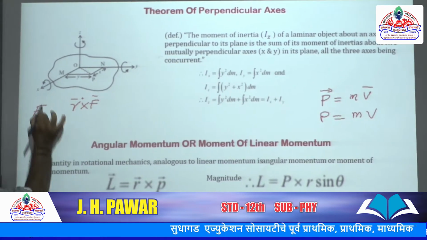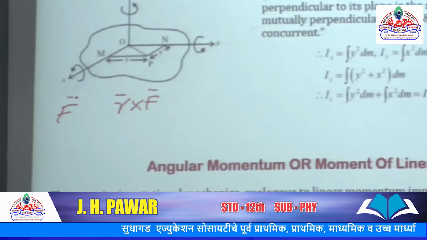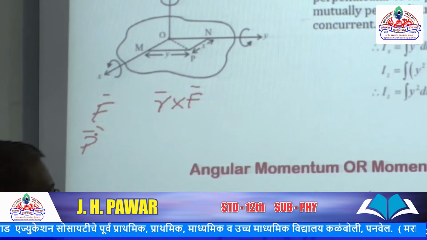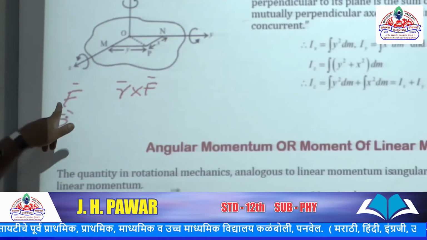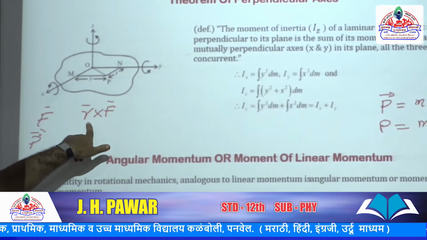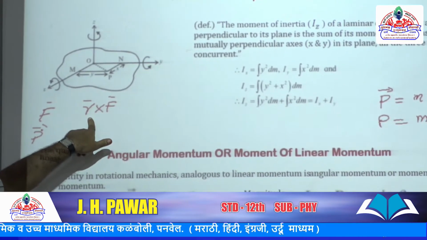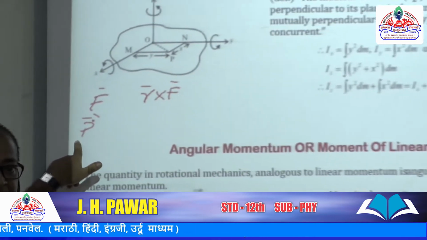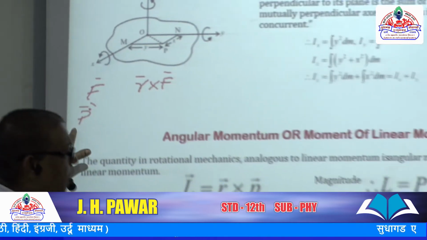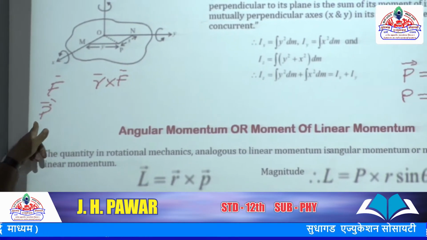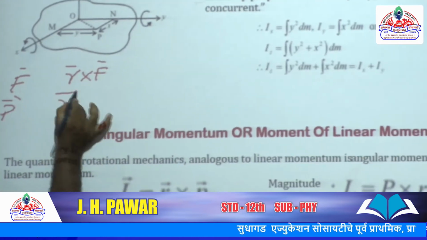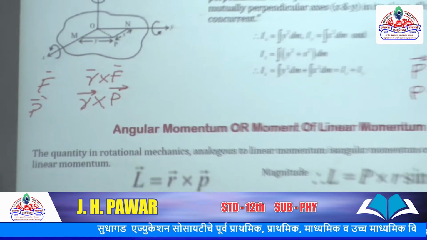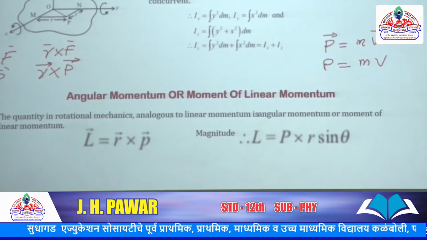Similarly, we consider here a linear momentum. It is a vector p. So force has the moment of force or torque. Similarly, linear momentum has the moment of linear momentum, or you say angular momentum, which can be taken as vector r cross vector p. Note here, vector L equals vector r cross vector p.